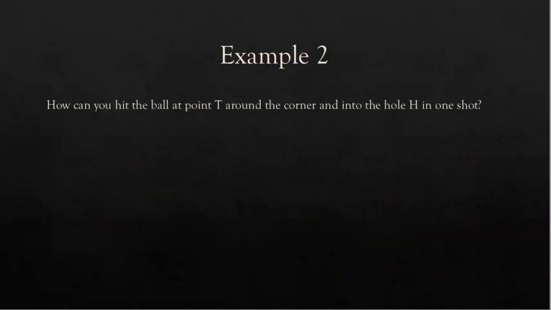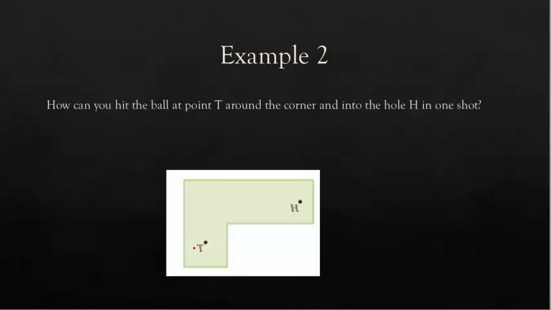So now we're going to play mini golf. We're going to try to hit the ball at point T. So this is T, where we set the ball into the hole. But we have this corner here that's in the way. So how can we hit the ball at point T around the corner and into the hole of H? We want to do it in one shot because we want a hole in one.